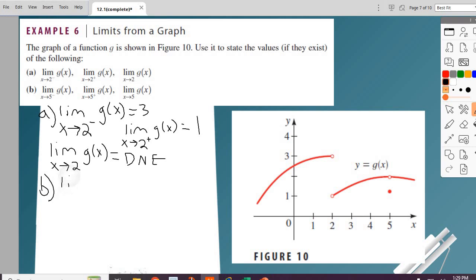So, what is our limit as x approaches 5 from the left?